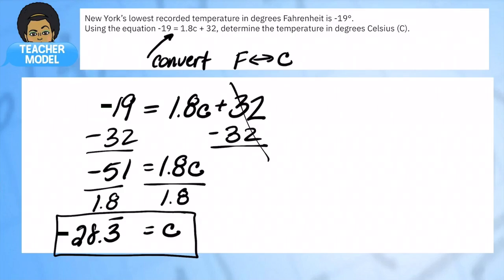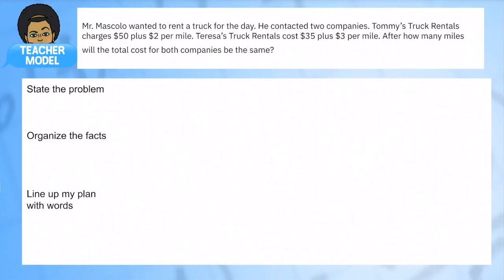And let's do another real world problem. Okay, Math Marvels, read through this problem to yourselves for a second. And basically, what are they asking? This guy's trying to rent a truck for a day. He contacts 2 companies and they give him 2 different prices. One charges $50 flat plus $2 every mile he drives. And Teresa's charges $35 flat plus $3 every mile you drive. And we want to know after how many miles will the cost for both be the same.